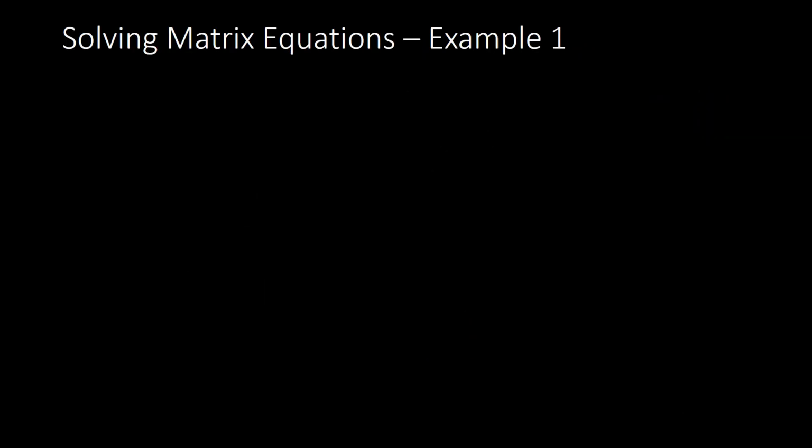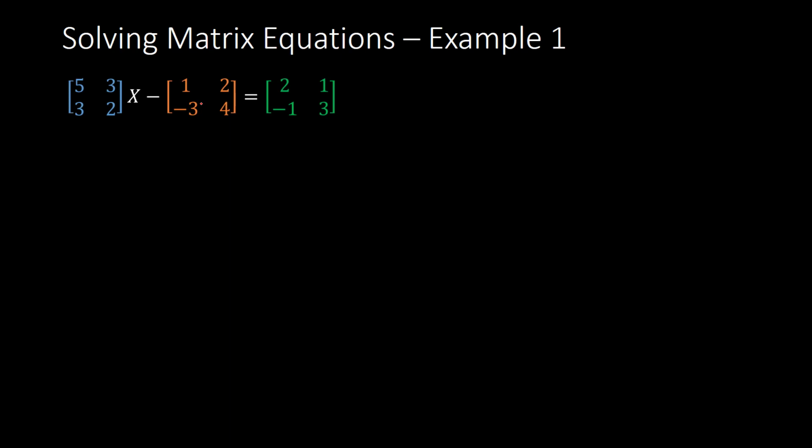Now we're going to learn how to solve matrix equations using the same kind of ideas that we use for solving a system of equations. So here we're given this matrix equation, and the objective is to solve for X. Well, to solve for X, I need to get X by itself. So let's get rid of this subtracted matrix right here.